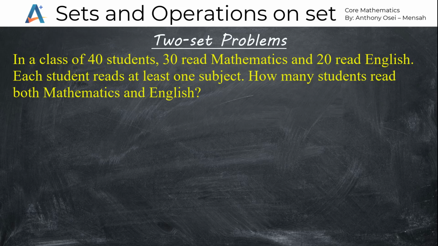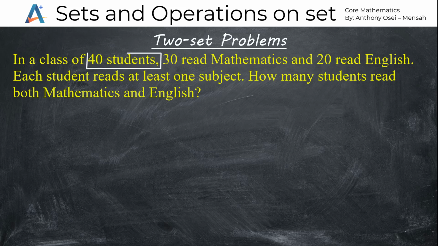Now, the question reads: in a class of 40 students, 30 read mathematics and 20 read English. Each student reads at least one subject. How many students read both mathematics and English? So it is asking us for both. In solving, we would have to draw a Venn diagram to represent the data. But before that, let's put down the parameters.